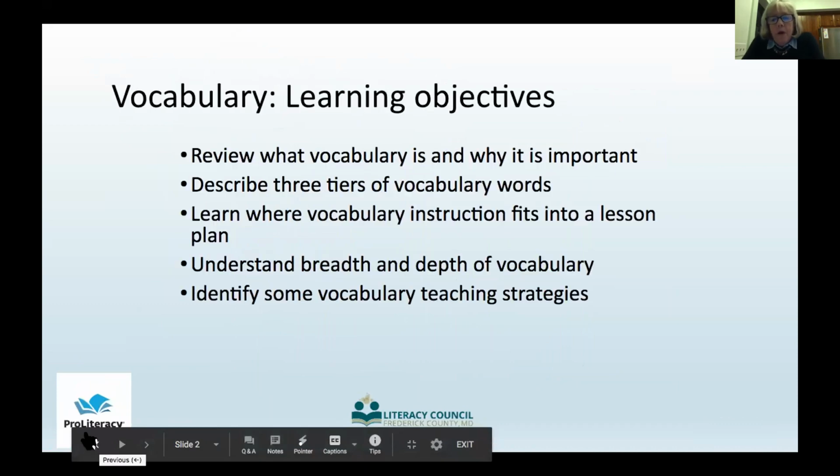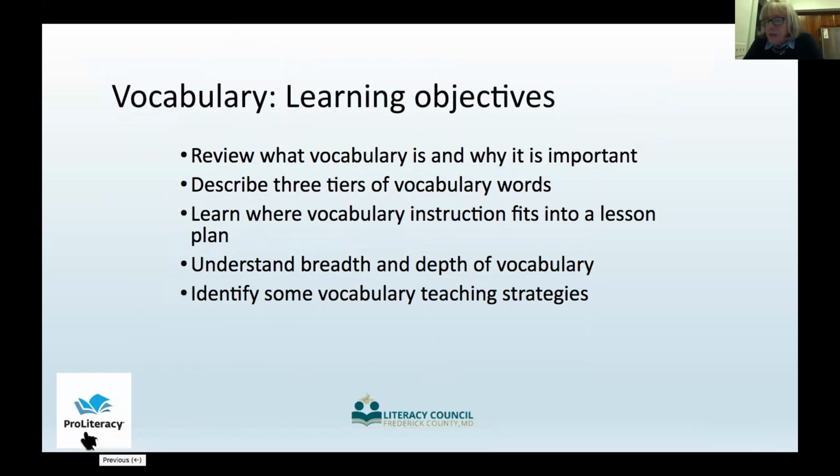Learning objectives for this topic include reviewing what vocabulary is and why it's important. We're going to look at 3 tiers of vocabulary words. We're going to ask, when am I going to teach vocabulary? What am I going to teach? And how am I going to teach, basically.